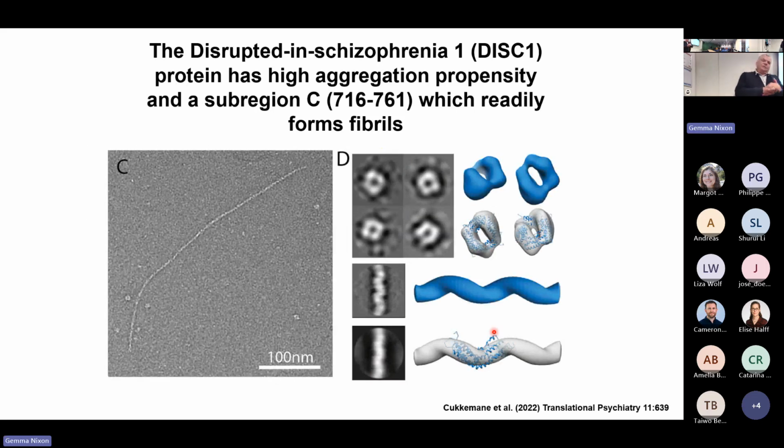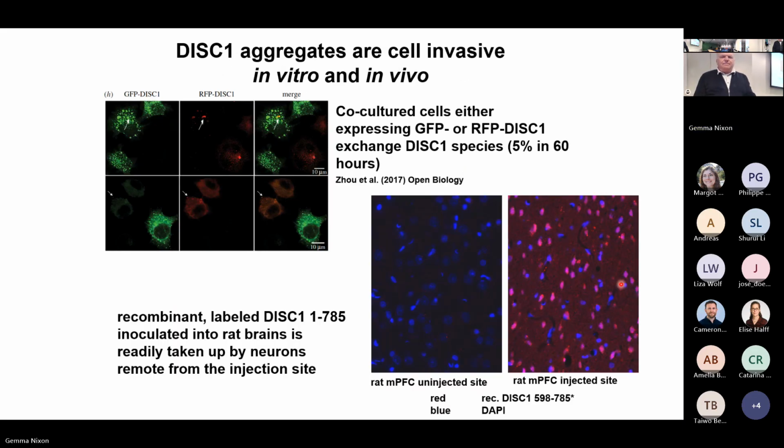Now, back to fundamental research. Disrupted in schizophrenia has a high aggregation propensity, particularly in a C-terminal region. And it has many characteristics that others have also found to be true for aggregates in the neurodegenerative diseases, such as cell invasiveness. And we show together with Chiara Storzolo that these DISC aggregates in vitro can transfer into other cells and seed aggregation. And when we injected a recombinant purified protein that is very aggregation prone, we also could show that it is readily taken up into brain cells of an injected rat.